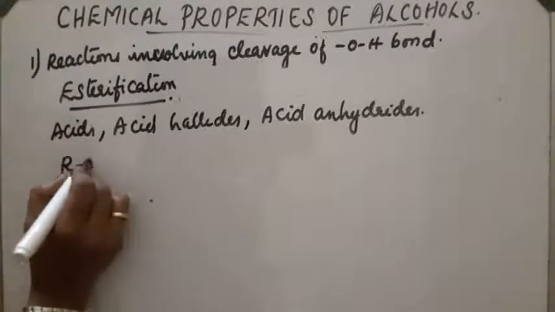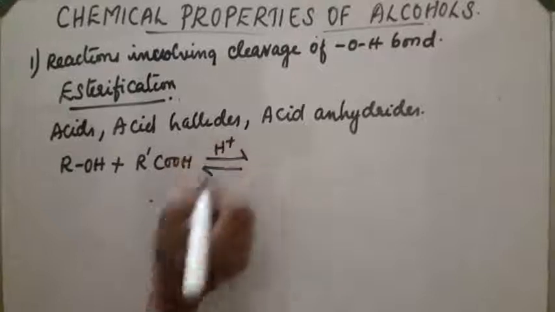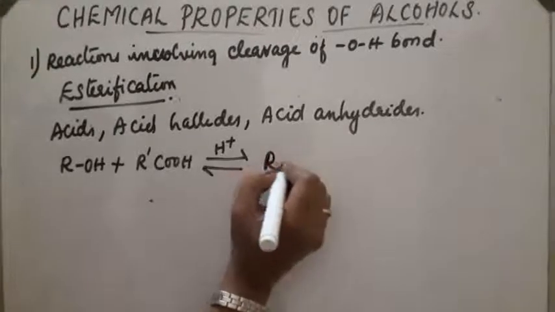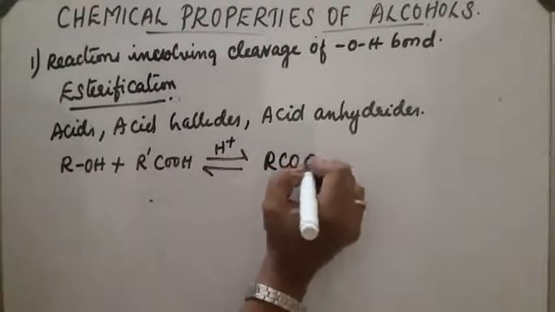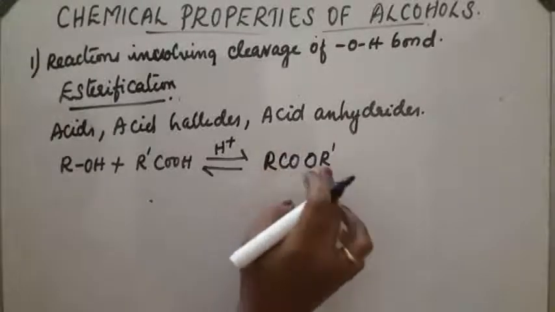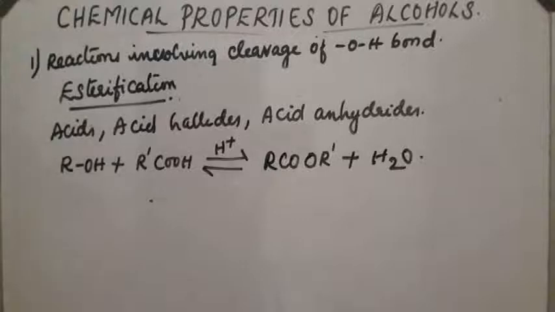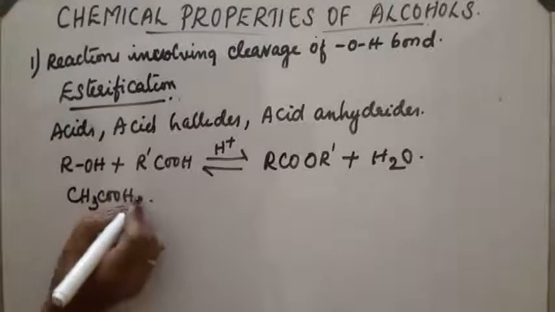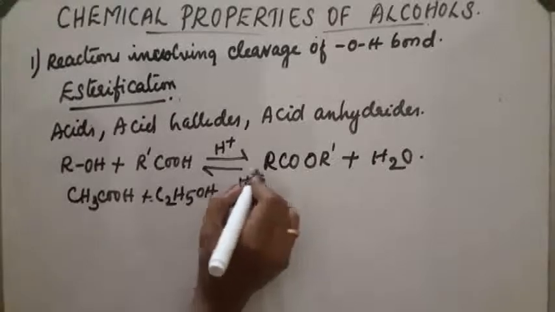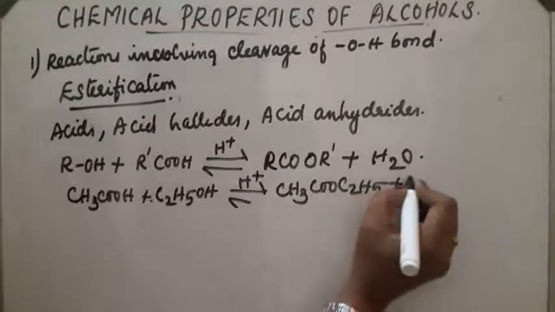First one, alcohol on reaction with acid. This is a reversible reaction in the presence of an acid; a few drops of concentrated acid are used here. So the product obtained will be RCOOR', plus H2O will be obtained. For example, CH3COOH plus C2H5OH. In the presence of acid, the reaction takes place. CH3COOC2H5 plus H2O will be obtained.